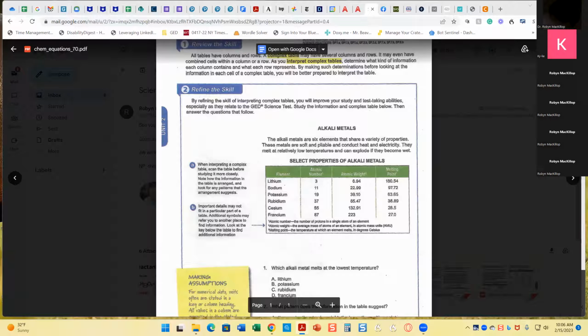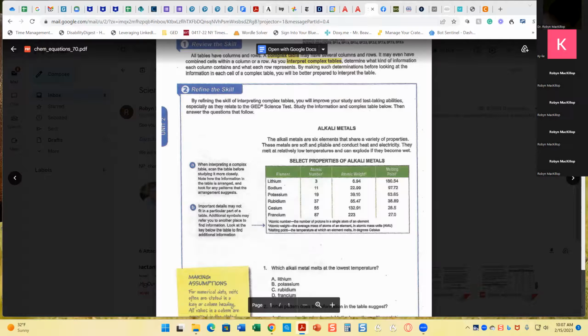So we're coming down here. Which alkali metal melts at the lowest temperature? So don't start here with the elements. Look across the top. Element, atomic number, atomic weight, melting point. We're looking for the lowest melting point. What do you see? Francium? Yeah, francium right there, 27, it's the lowest. D is the right answer.